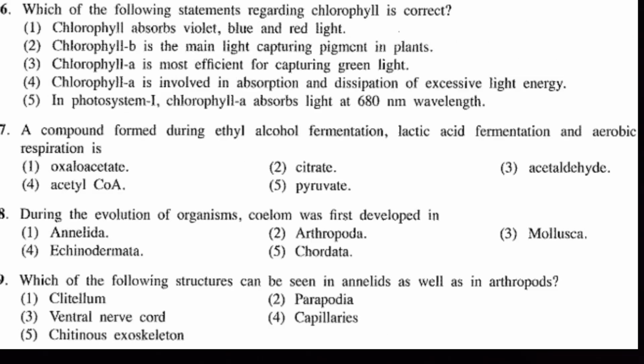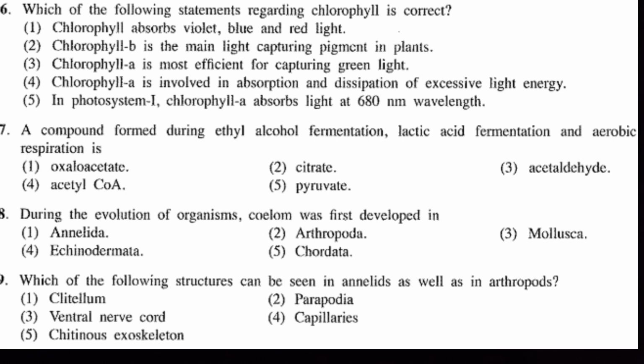Sixth question, which of the following statements regarding chlorophyll is correct? So the first one says chlorophyll absorbs violet, blue and red light. That is correct. That is the answer. Second statement says chlorophyll B is the main light capturing pigment in plants. That is wrong. Chlorophyll A is the main light capturing pigment.